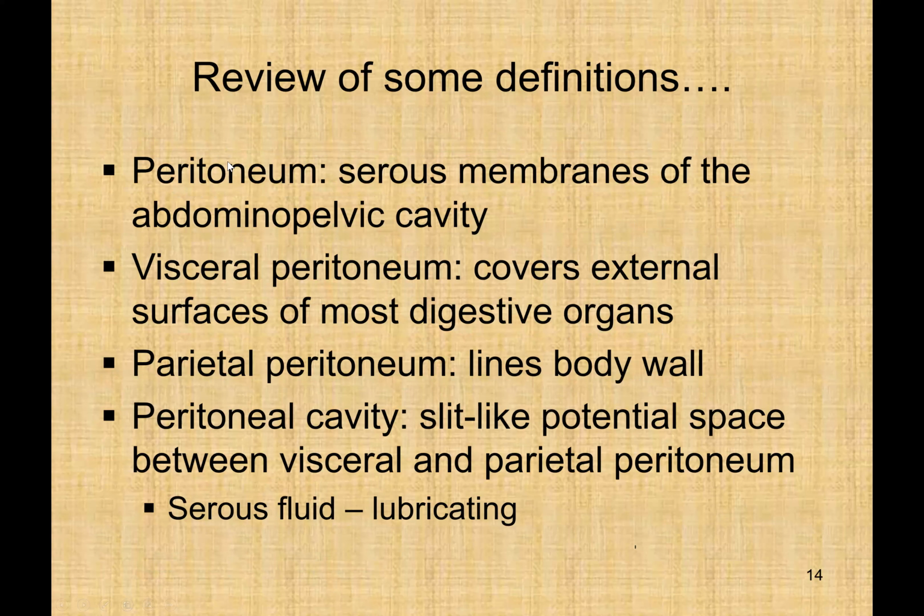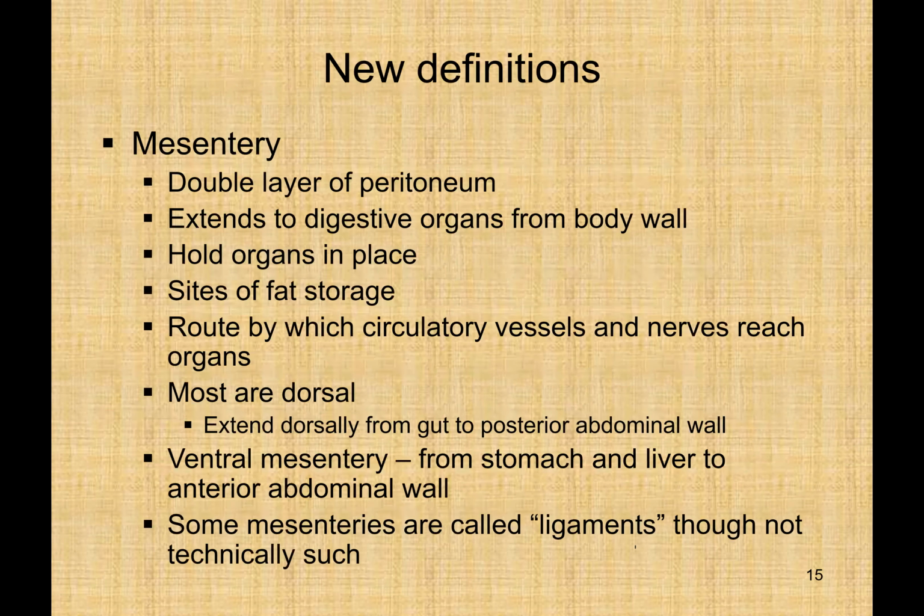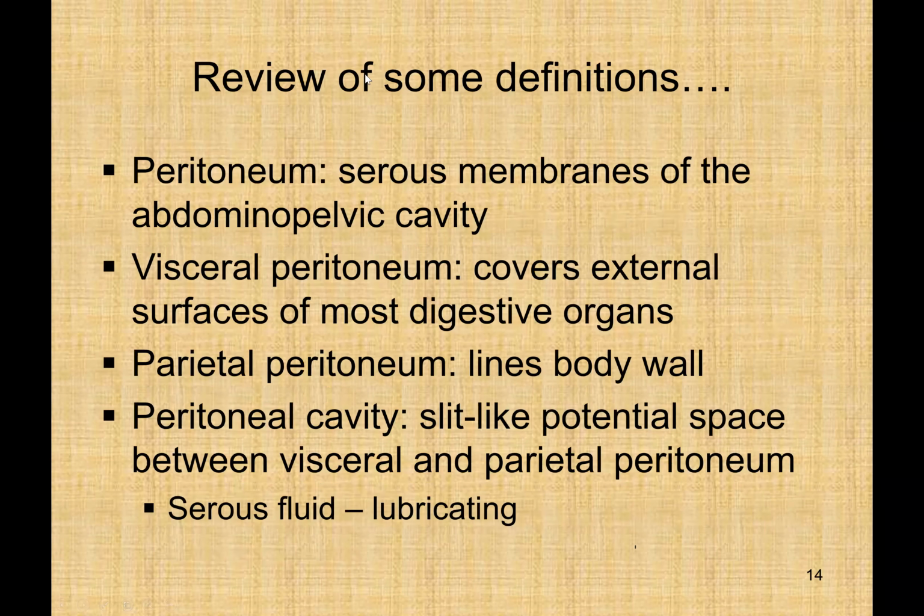Some other things we need to know is the peritoneum, where you have the serous membranes of the abdominopelvic cavity. So the peritoneum has 2 parts. You have the visceral peritoneum, which will cover the internal organs within the abdominal cavity, while the parietal peritoneum will line the body wall. So anything found between the visceral and parietal peritoneal layers is known as the peritoneal cavity. So we'll be looking at that very soon. So the very first thing we saw is the peritoneum, which is serous membranes of the abdominopelvic cavity.